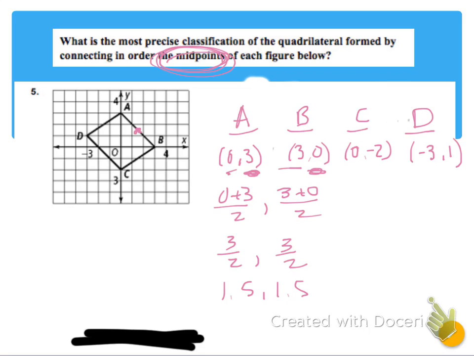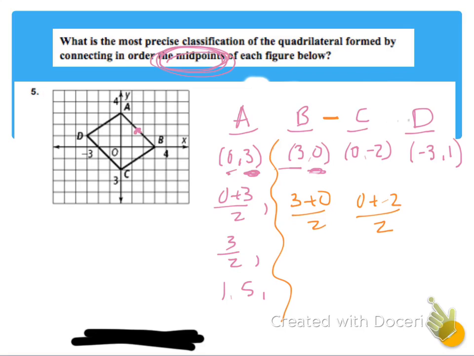So now I need to find my next one. So let's say we're looking at BC this time. So this line. So I'm going to erase some of this part so that I can write. So my next one, I'm going to add my x's, so 3 plus 0 divided by 2. And my y's, so 0 plus negative 2 divided by 2. So 3 plus 0, I got 3 over 2 again. And 0 plus negative 2 is negative 2 over 2. So I got 1.5 and negative 1. So if I go to the right 1.5 and down 1, we're sitting right about there for that midpoint.